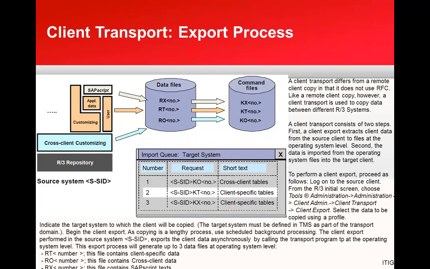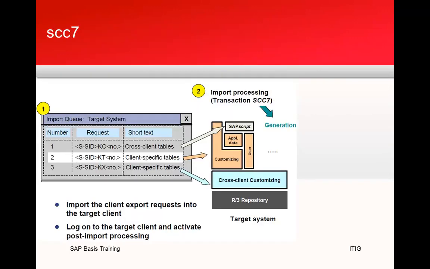So basically these are the three transport requests that will be created, and they can be taken to the target system for import. Now for import processing, you can go to the T code SCC7, and you can transport these requests and build this particular client.